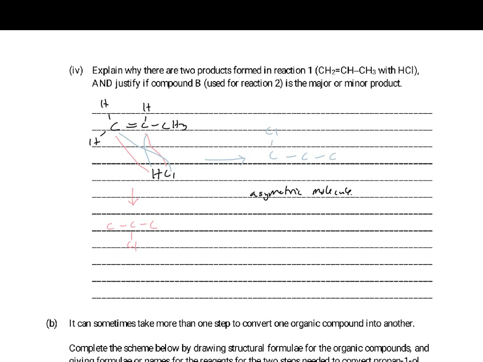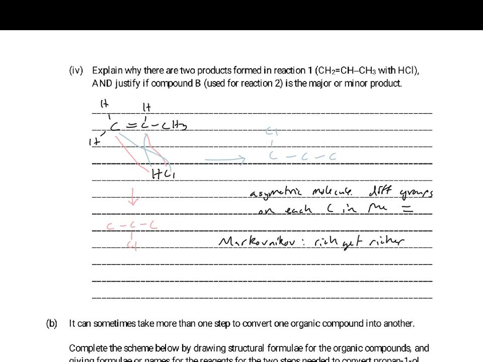So what's important to note is that it is an asymmetric molecule. Okay, there are different groups on each carbon in a double bond. Because of that, it means when you add things you can form different molecules. The rule that we deal with is Markovnikov, and in simple terms, the rich get richer.